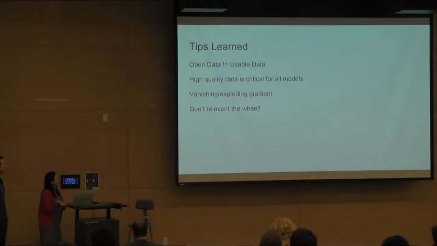And tips learned: open data doesn't equal usable data, so always pay attention to that. High quality data is critical for all models. Also, now in practice, we learned the term vanishing or exploding gradient, and we know in future work we will pay attention to that. And also, don't reinvent the wheel. We were literally trying to program our own Keras data generator until Ariel told us that there is a Keras data generator that we don't need to program by ourselves. So that's it. Questions?